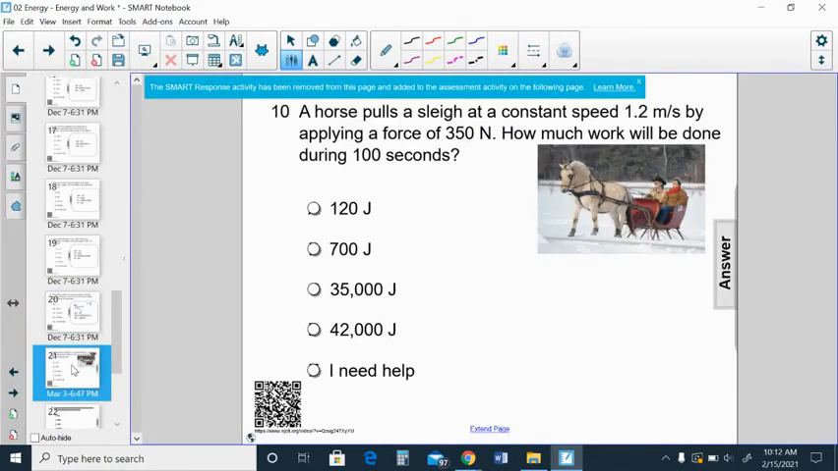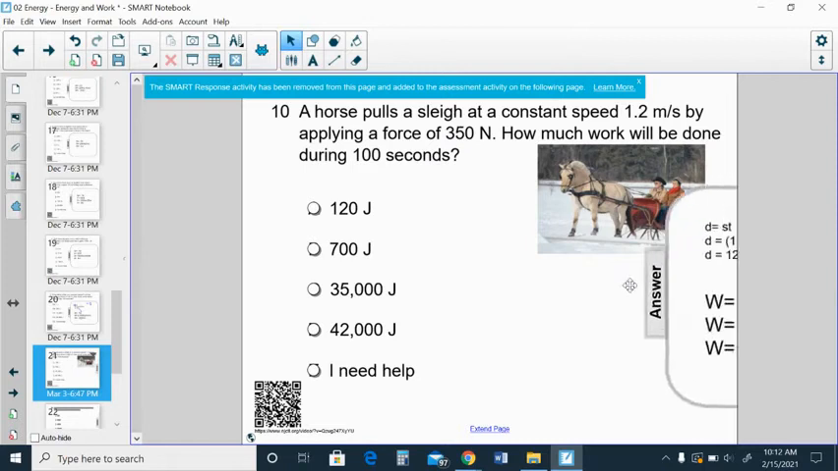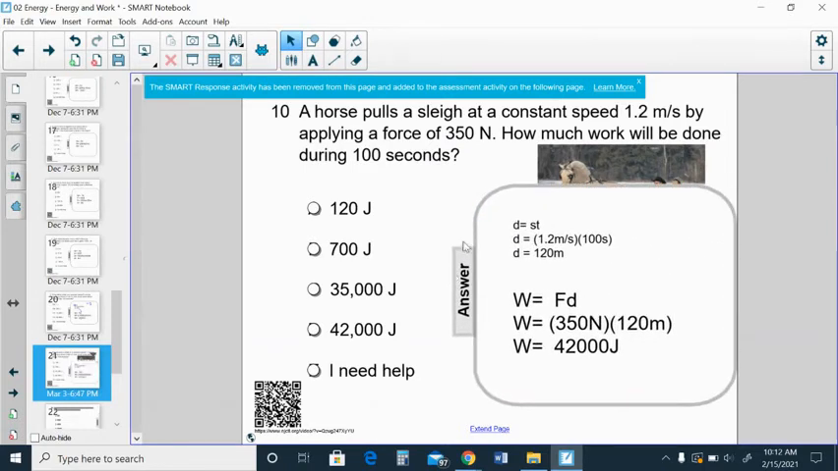All right, the next one here is similar. So just to show you again, we're given speed, we're given time, and we're given a force. Remember, you can use the speed equation to get your distance, your displacement there. Plug it into the work equation. So what you end up with is a displacement of 120 meters times the 350 Newton force that you were given, gives you 42,000 joules. So D was the correct answer there. Most of you got that.